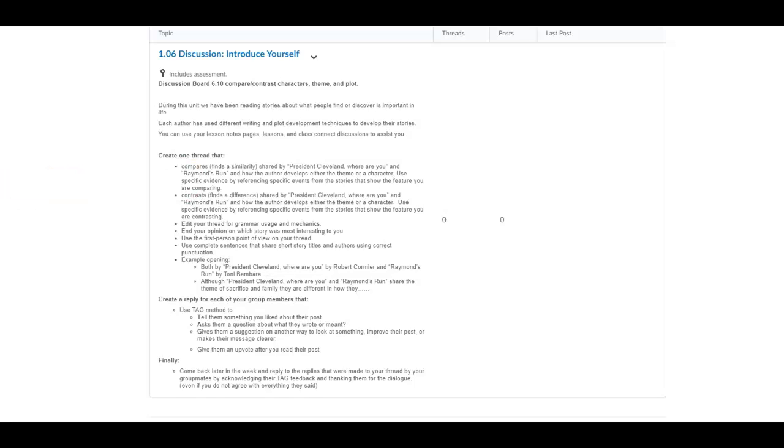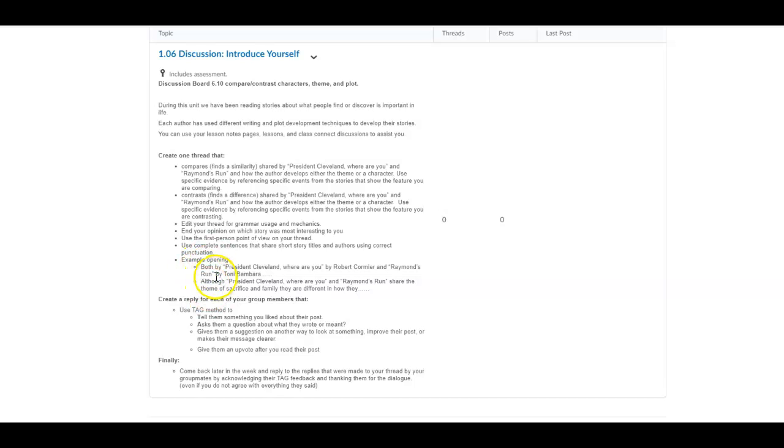All right, and then you want to make sure you're editing your thread for grammar, usage, and mechanics. You can use the built-in thread tools to do that. And you want to end your post with an opinion on which story you found most interesting. And that's just a personal choice, so there's no right or wrong there. And it's okay to use first-person point of view in this thread since it's sharing your opinion. And I would like you to please use complete sentences that share the story titles and authors using correct punctuation.